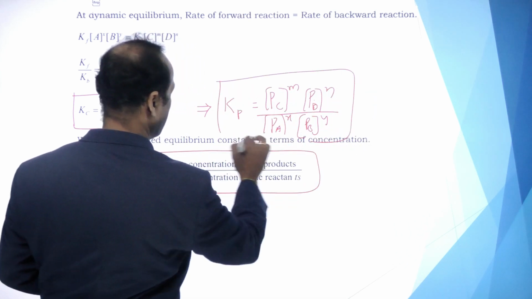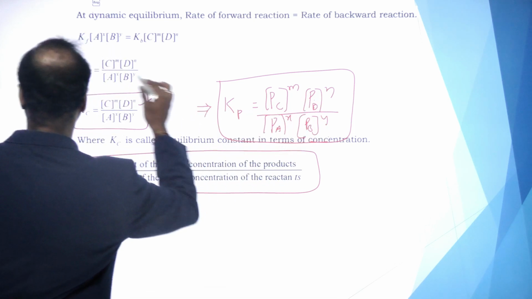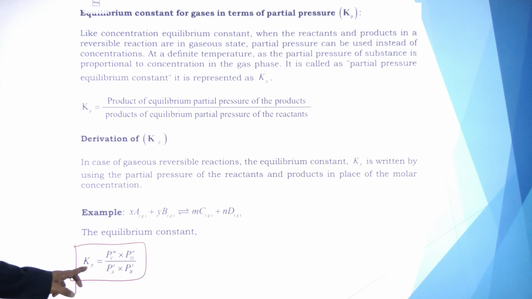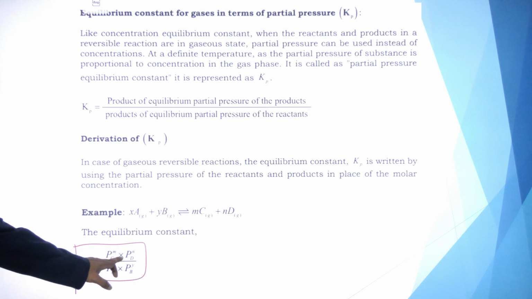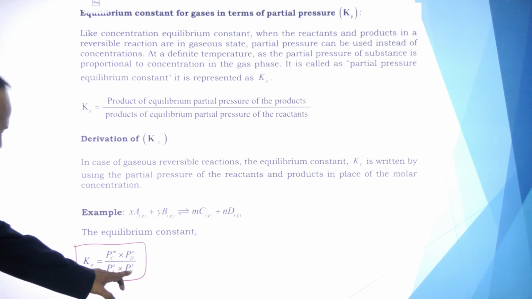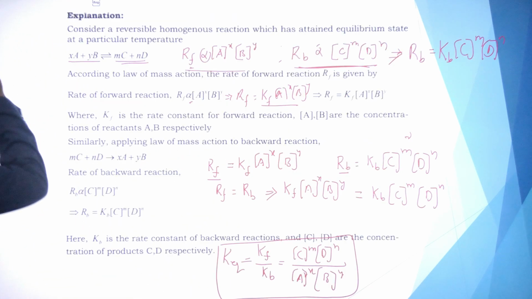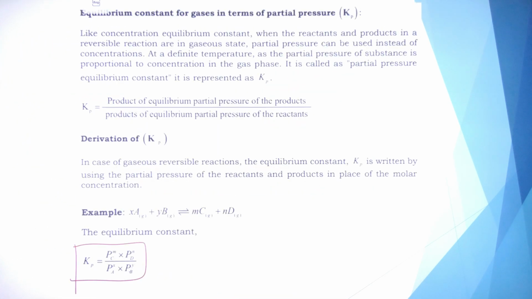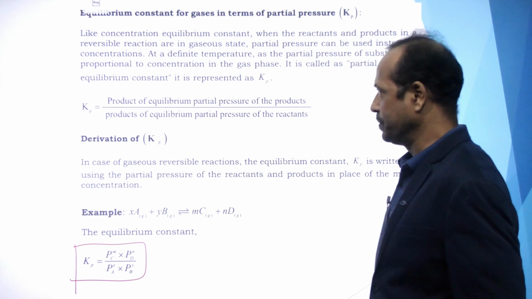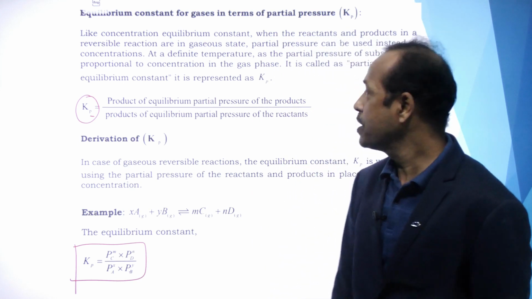Now you check this equation in the next slide. See, Pc to the power of m by Pd to the power of n. Right here, Kp is equal to Pc to the power of m into Pd to the power of n, by partial pressure of A to the power of x into partial pressure of B to the power of y. Same. So if the reactants or products involve gases, then we express in terms of partial pressure, and the equilibrium constant is represented with Kp. P for pressure. Clear?